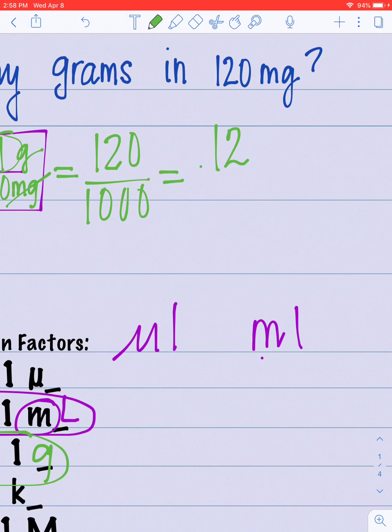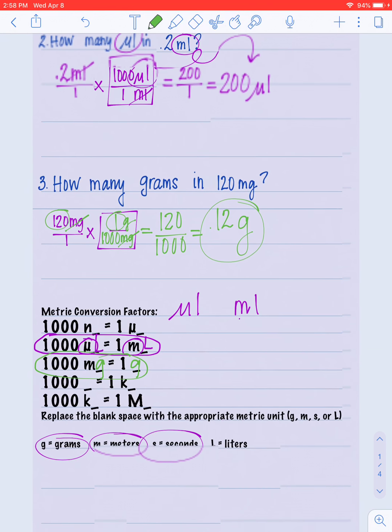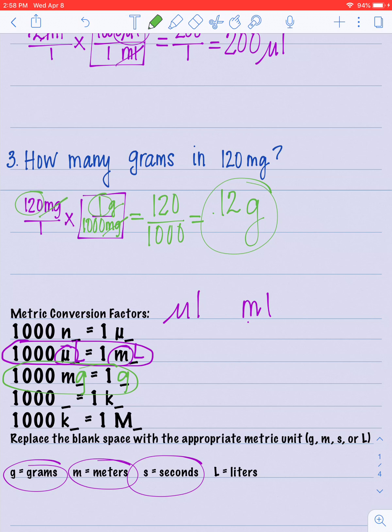0.12 grams. And that is our answer. So the beautiful thing about dimensional analysis is, did you ever have to remember which way to move the decimal? No. Did you ever have to remember how many decimal places to move? No. It takes all of the guessing out of it.